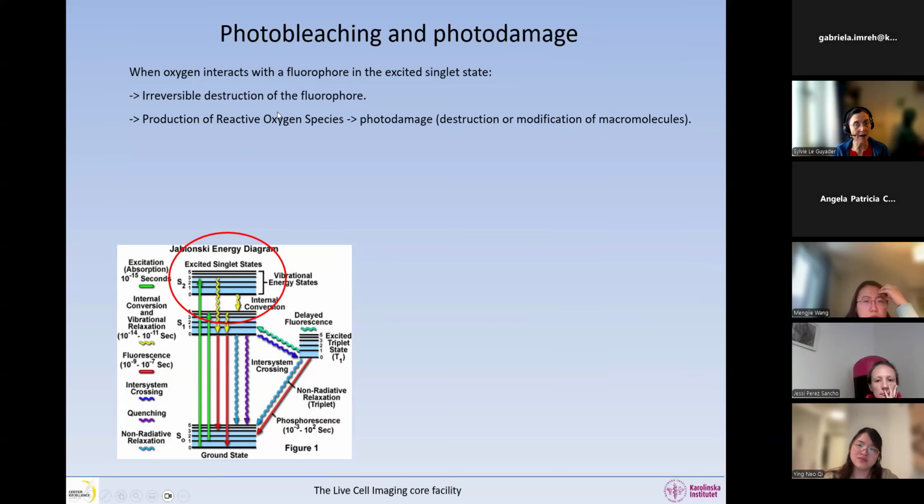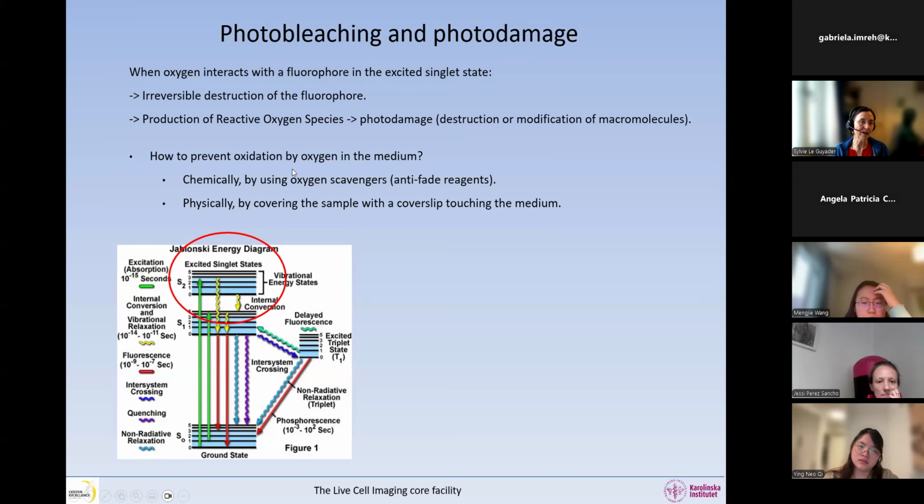So when we image live samples, this is what happens. We have a sample that can be damaged and react to the damage. When it's fixed, it can be damaged but not react to the damage because it's fixed. But if we have a live sample, we have to be very careful with photodamage, and this is exactly what happens. It means the fluorophores are in the excited state and there is oxygen coming in.